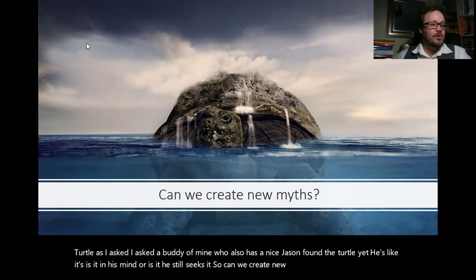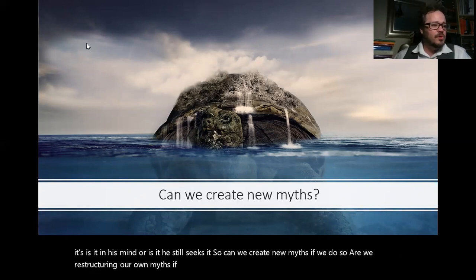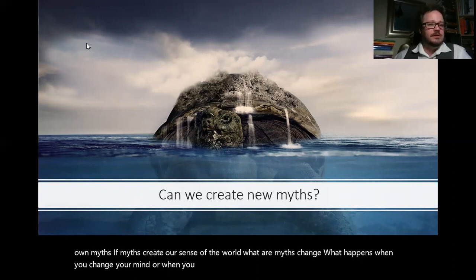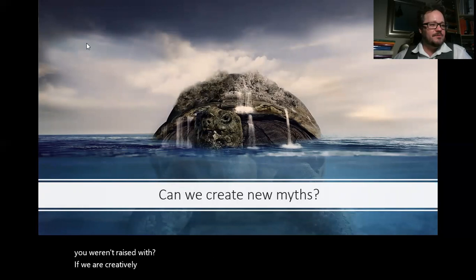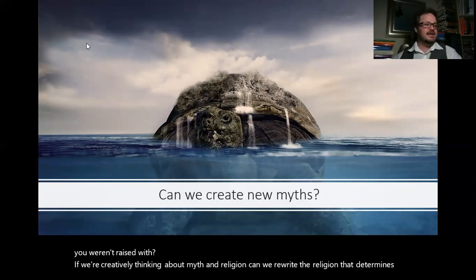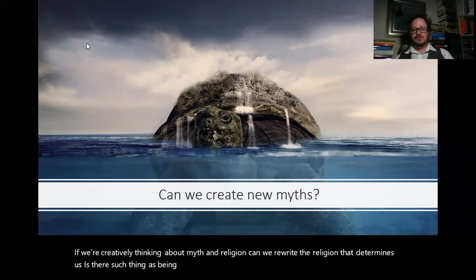So can we create new myths? If we do so, are we restructuring our own myths? If myths create our sense of the world, what happens when our myths change? What happens when you change your mind or when you convert to another religion? Can you accept myths you weren't raised with? If we are creatively thinking about myth and religion, can we rewrite the religion that determines us? Is there such thing as being active versus passive as a religious person?